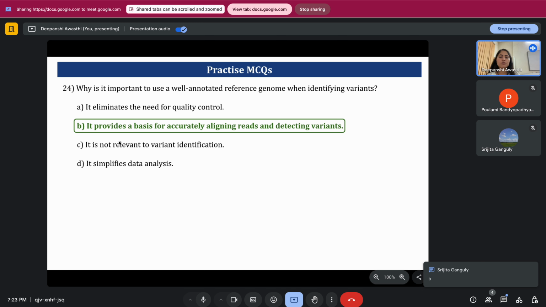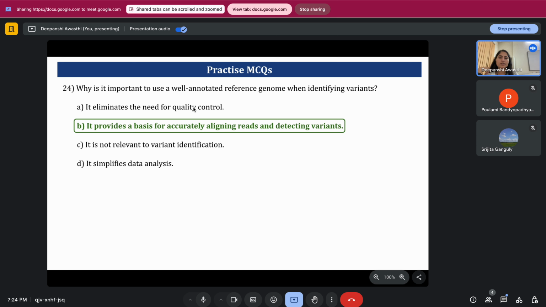So option B, because it provides a basis for accurately aligning the reads and detecting variants. We require a reference because the data which we already have, we map it to the reference and then do all the annotations or assembly. So if our reference is well annotated, then it will do better alignments and we will be able to detect the variants more accurately.